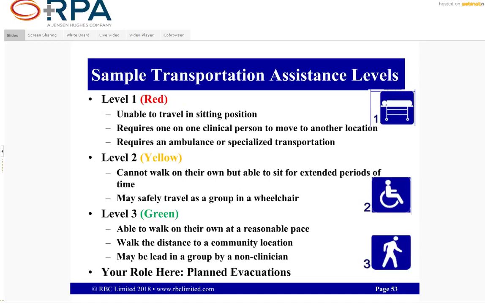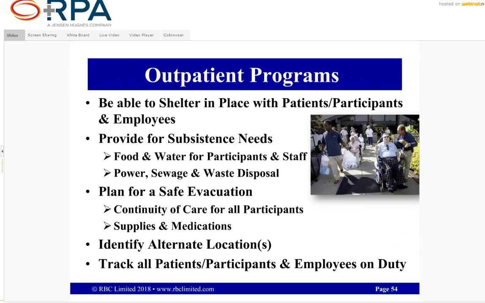And then the backup classification system of transportation assistance levels, or TALs. What do we do in our agencies when we admit them to indicate if there were a planned evacuation? Are they a level 1, 2, or 3, or red, yellow, and green? Level 1 really means an ambulance or specialized transportation, where level 2 can be wheelchair, and level 3 are ambulatory, and they can be evacuated no problem with family, and with caregivers, and with planned communication to a shelter.